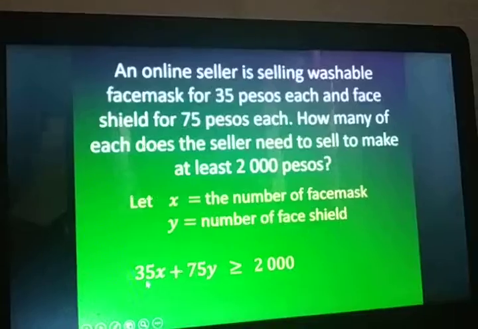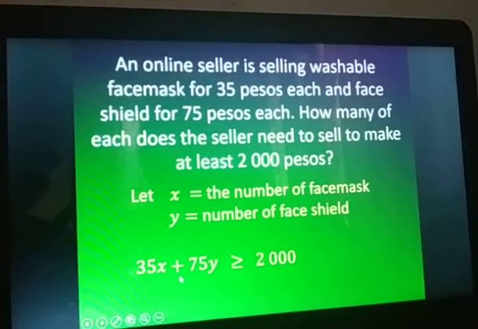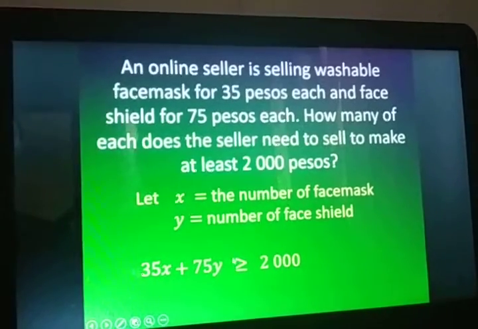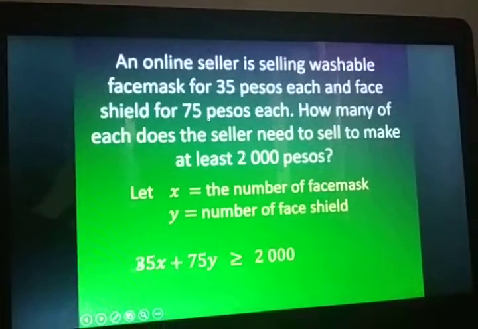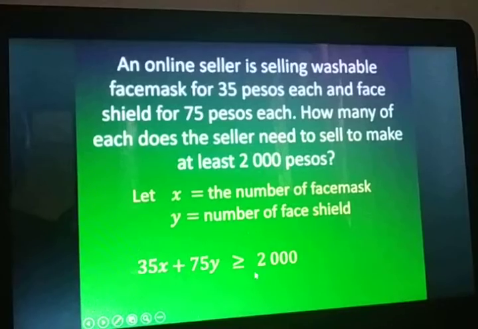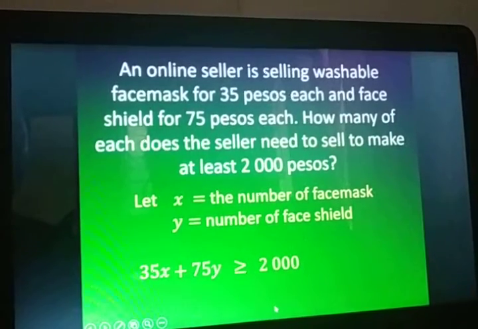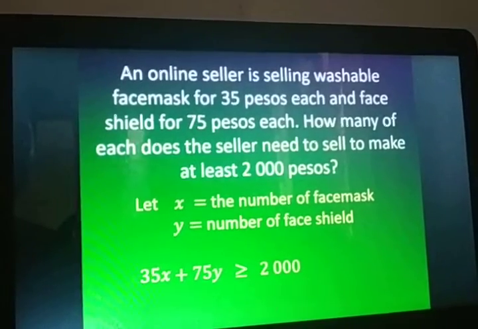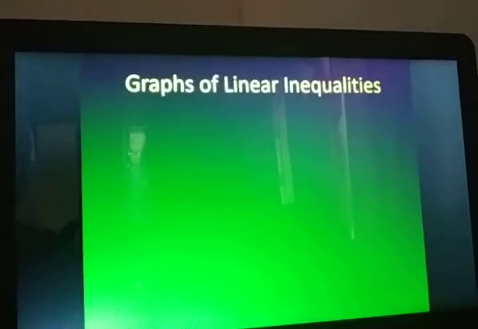Okay? 35 ang face mask x plus 75 pesos ang face shield y is at least pila tanan kabilog nga ibaligya sa face mask kag face shield para at least may benta ang panugbaligya sa 2,000. See? We can really use linear inequality in solving problems. Example lang na. Okay, let's proceed.